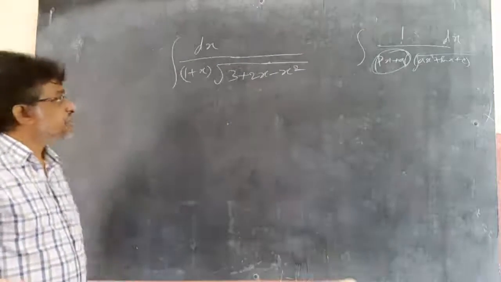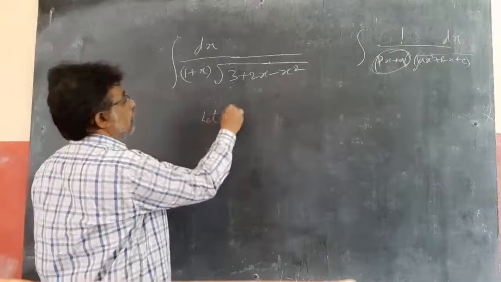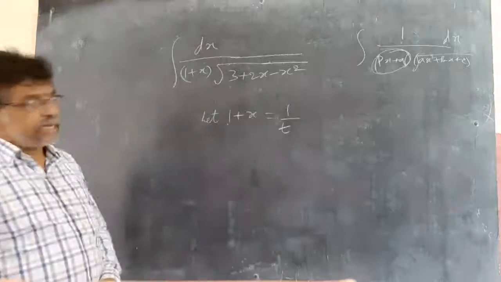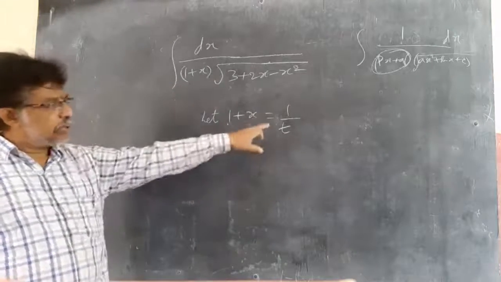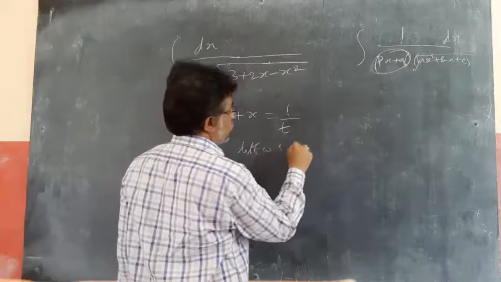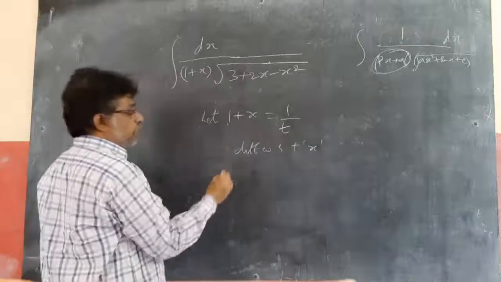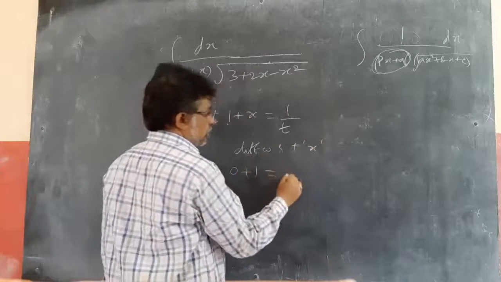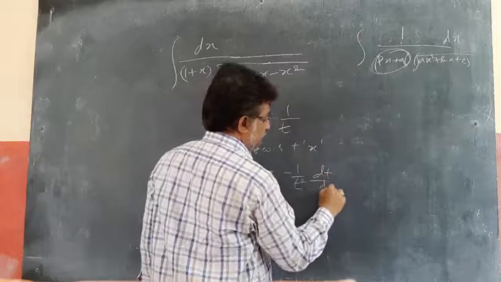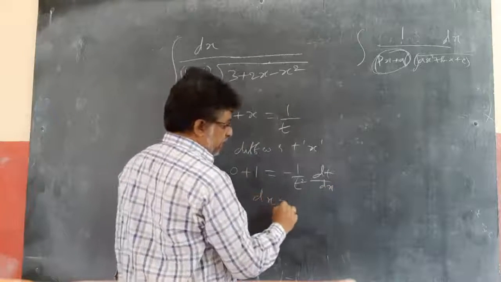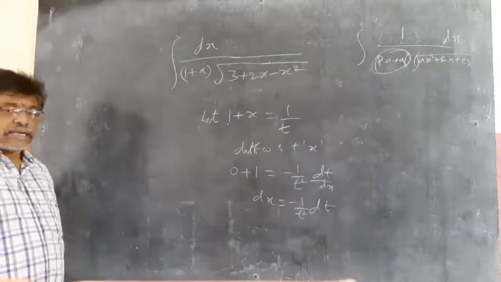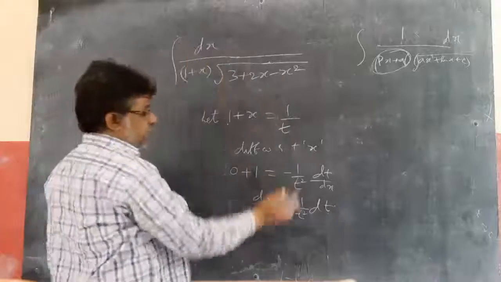Remaining process is same. So let 1 plus x equal to 1 by t. Differentiate with respect to x: derivative of 1 is 0, of x is 1. On the other side, derivative of 1 by t is minus 1 by t square into inner derivative dt by dx. Dx becomes minus 1 by t square dt. So in place of dx I write this.